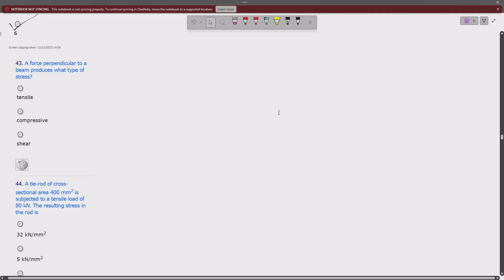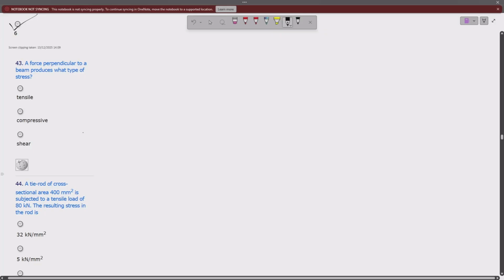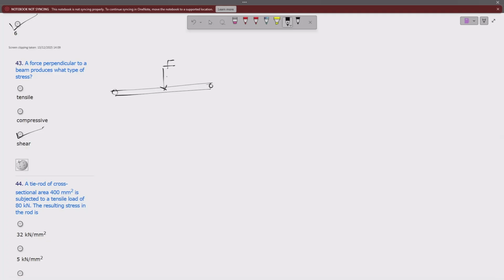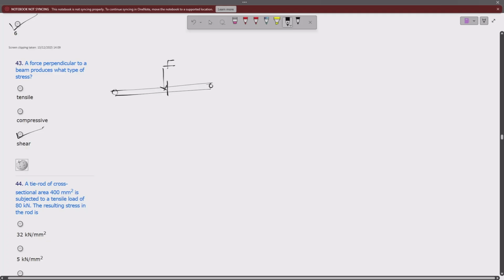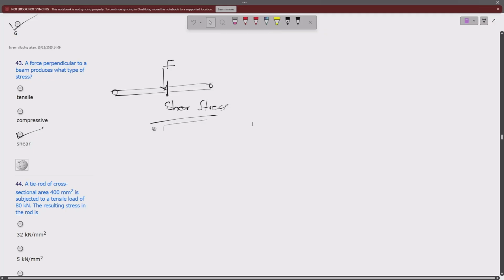A force perpendicular to a beam produces what type of stress? Shear stress. If you have a beam, let's say a log, there is a force F that will shear the beam, so it's shear stress. Or shear force.